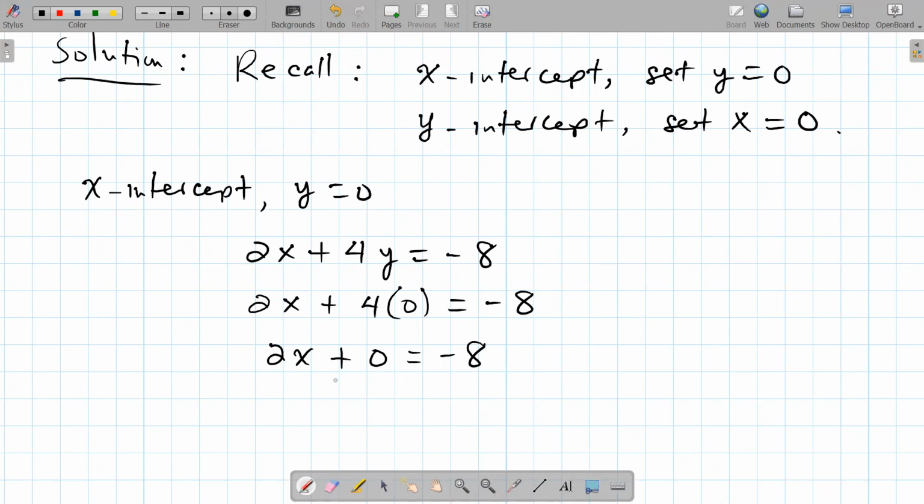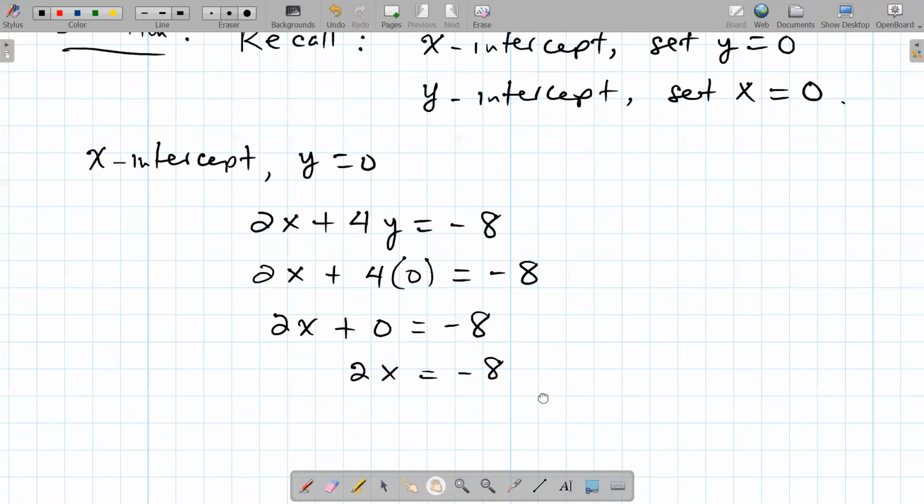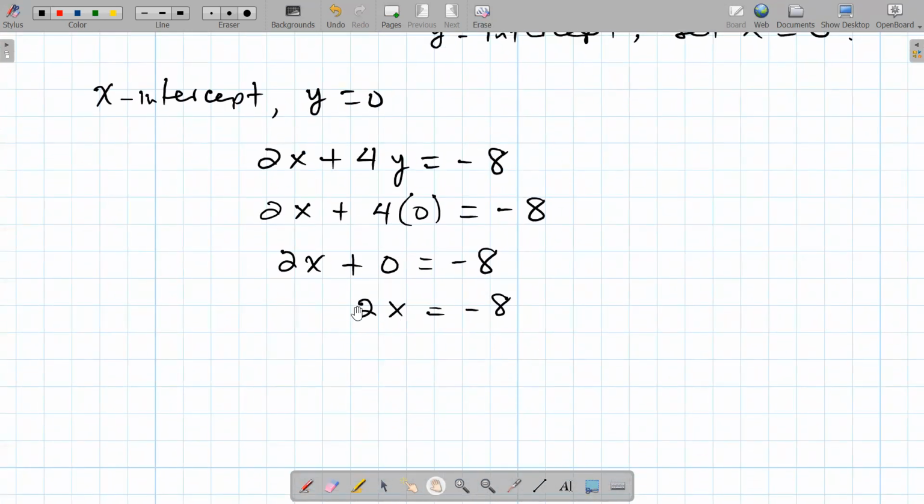Anything added to 0 is the same thing. So 2x plus 0 is 2x. Should be equal to -8. And then I need to solve for x. Because 2 multiplies x, to get rid of 2, I need to divide both sides by 2. So here we go. 2x over 2 equals -8 over 2.